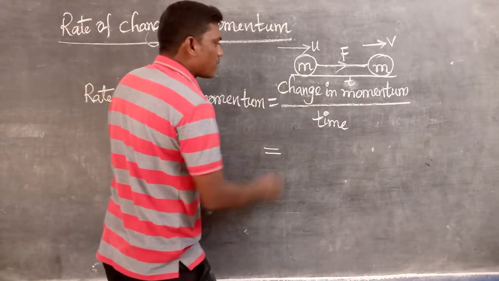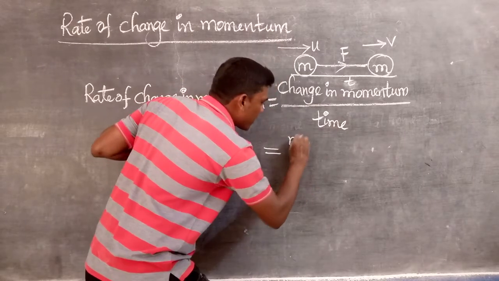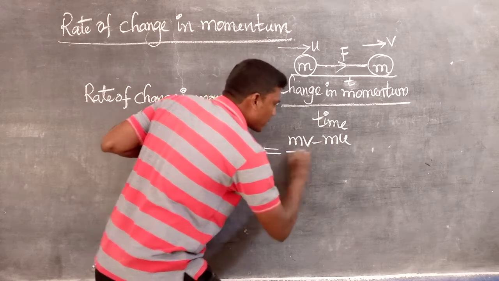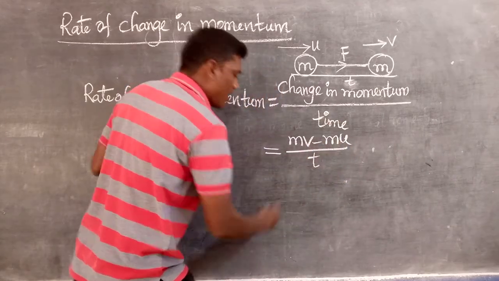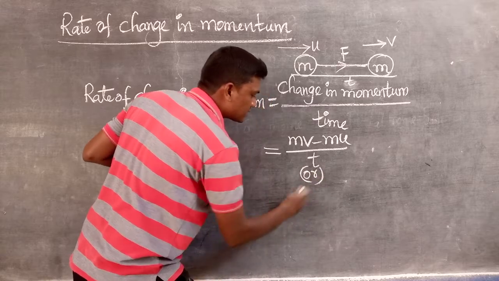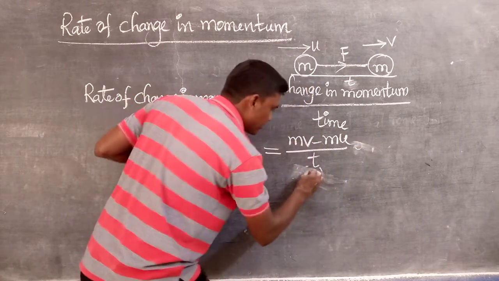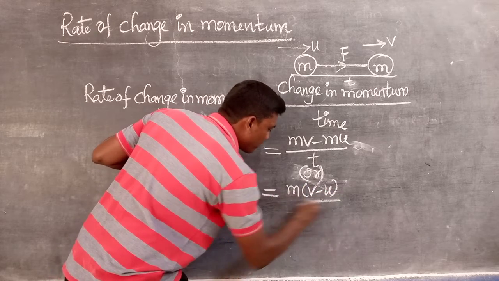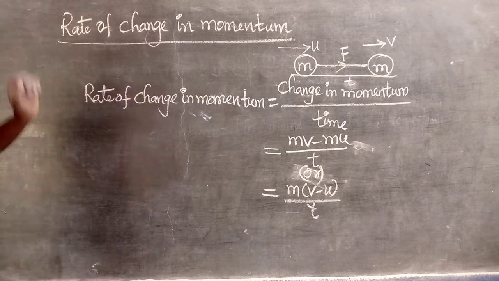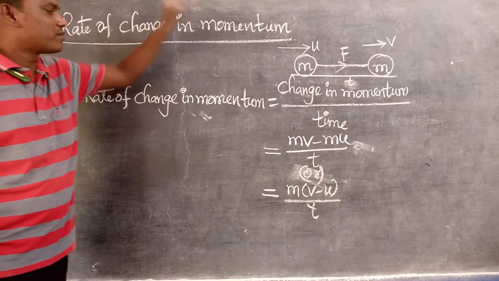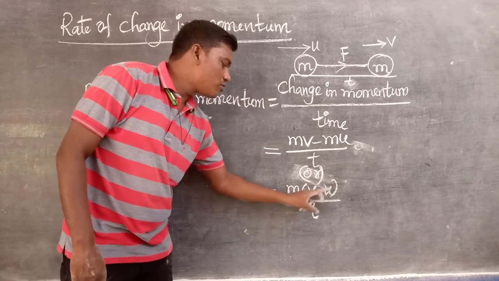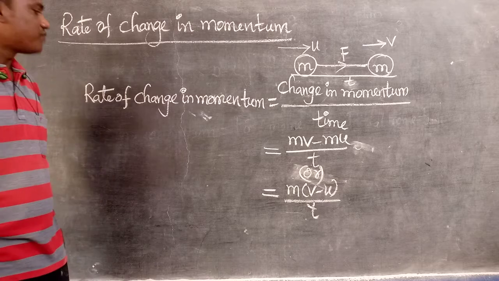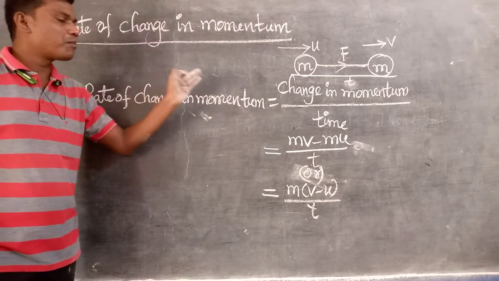So what is the formula? Change in momentum, we know, is mv minus mu, which is final momentum minus initial momentum, upon time t. Or it is equal to m(v minus u) upon t. The formula of rate of change in momentum is m(v minus u) upon t, or (mv minus mu) upon t. This is the formula to find rate of change in momentum.